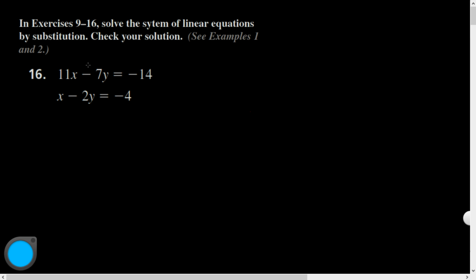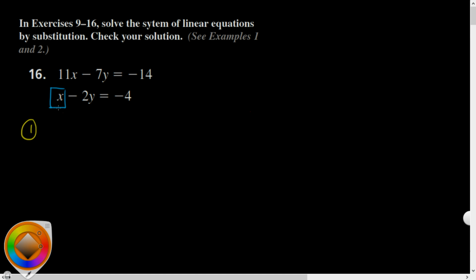Now, substitution, you could just target any of these, and you could work with the fraction 11/7 and solve the problem. It will still work out, but it would just require you to use a lot of fractions. But the weak spot is going to be any variable that has a +1 or a -1 coefficient. So I'm going to solve this second equation for its x.